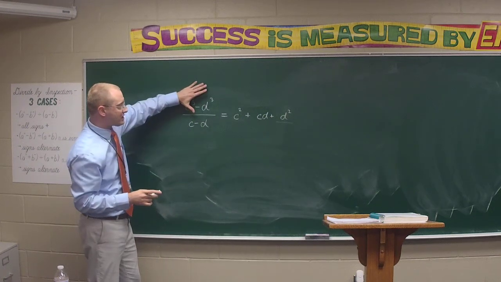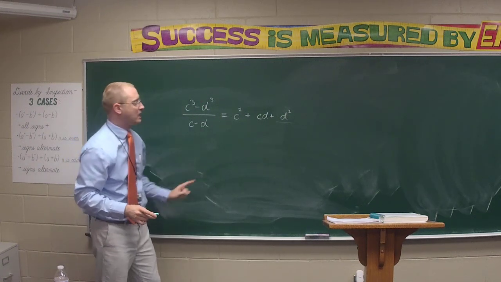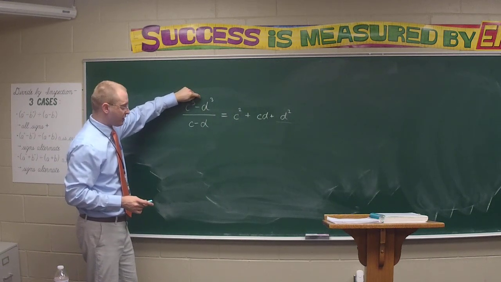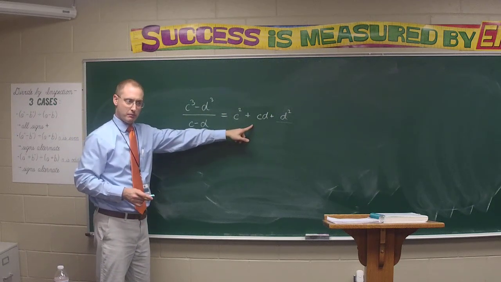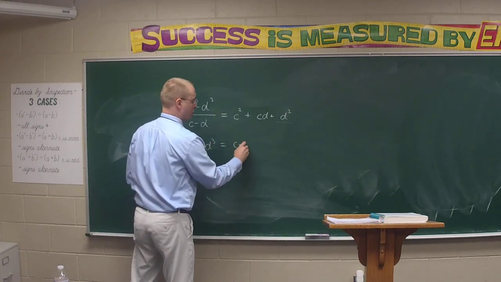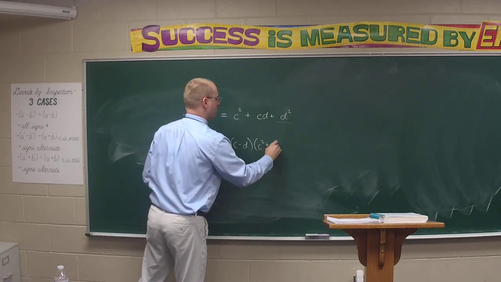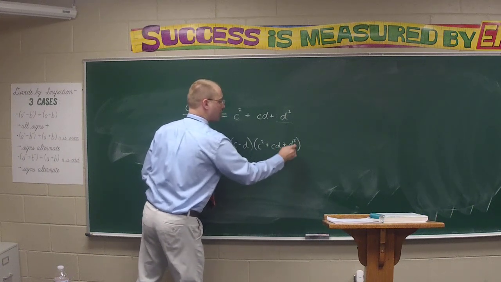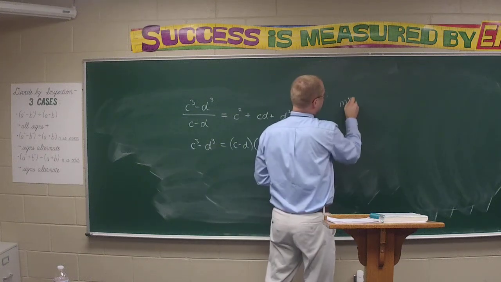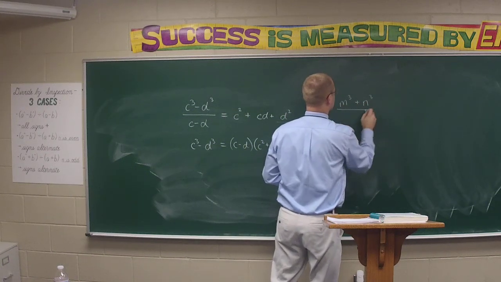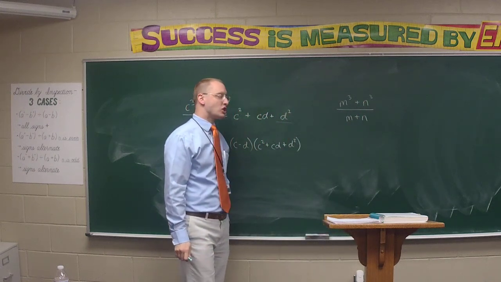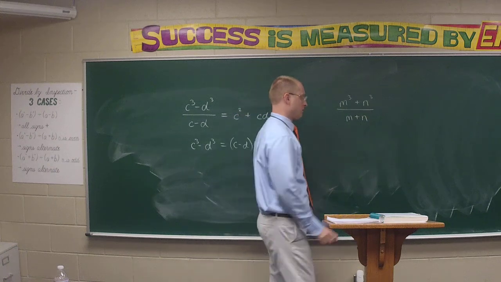If that's true, if this divided by this equals that, then this equals this times that, correct? So C cubed minus D cubed is equal to C minus D times C squared plus CD plus D squared, right? Write this one down. M cubed plus N cubed divided by M plus N.